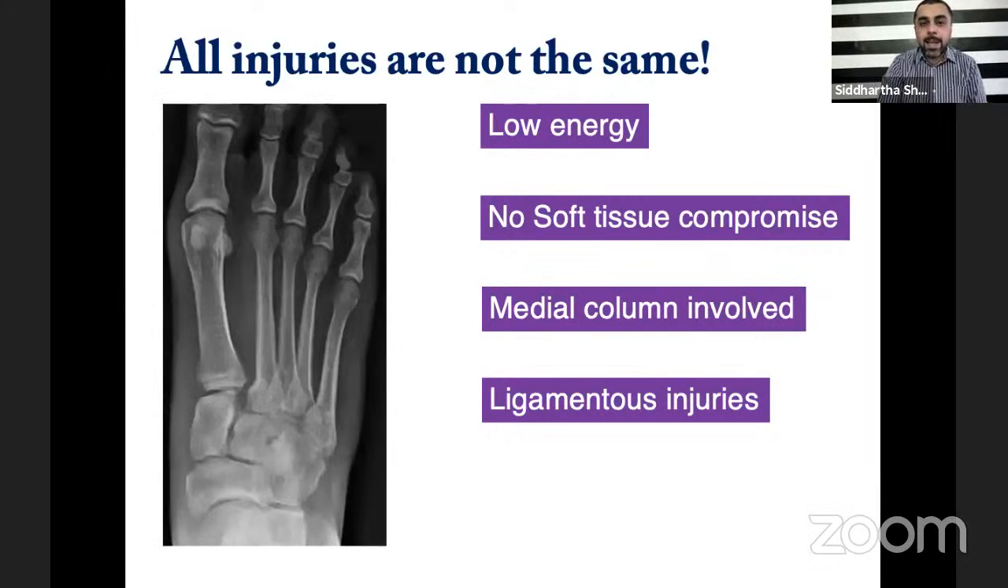On the other hand, you have the low energy mechanisms. These may happen when the person twists their foot, or the foot gets stuck in a pothole. Typically they have minimal soft tissue compromise. More or less, it's the medial column which is involved, and why this is involved, I'll be telling you again very shortly. Most of these tend to be ligamentous injuries.